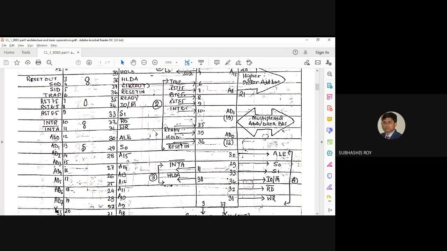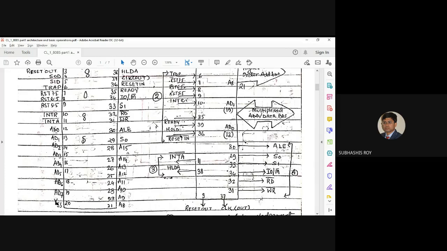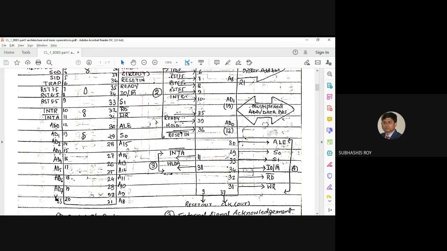Okay, so here is your lower order address and data bus. So where is your upper order address, higher order address? So you can see those address pins from pin number 21 to 28. Okay, so pin number 20 is VSS, that is ground, and pin number 21 to 28 is your higher order address bus. So A0 to A7 is done. So A8 to A15, this is your higher order address lines. So these are assigned to pin number 21 to 28.